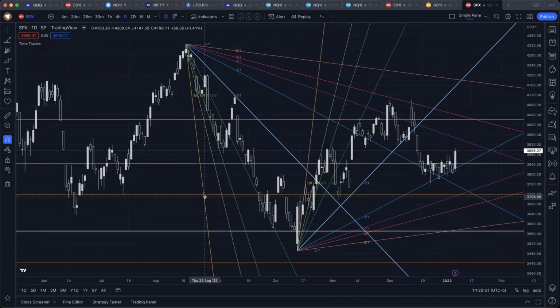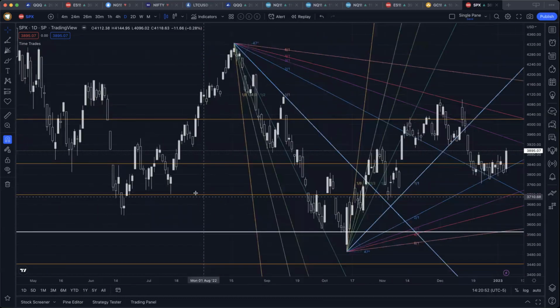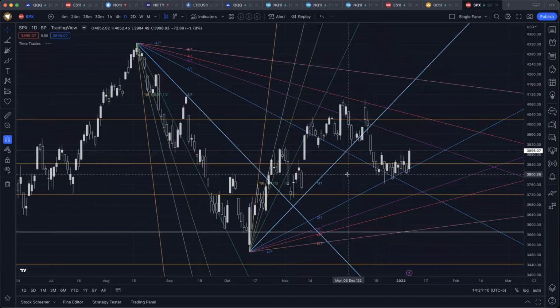So you can go ahead and then add these 47 degree angles and additional Gann fans to whatever point you want in your TradingView chart. And you can know that this ties back to the overall rate of vibration in the stock. I think that will provide some nice support and resistance levels in your trading.